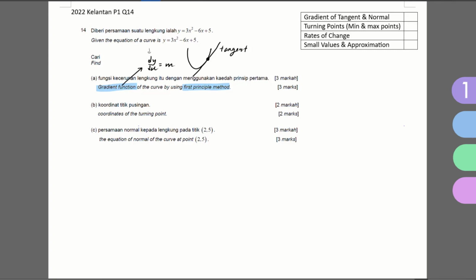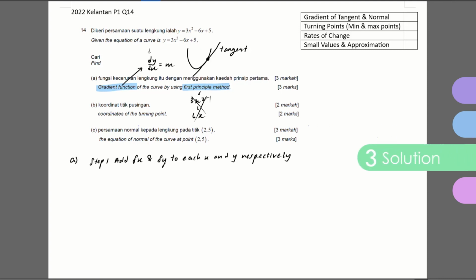And the first principle method means that we need to use the original way of differentiation to find dy dx. It's not the one that we use all the time, which is, let's say, 3x squared. If you want to differentiate, we just multiply the 3 and the 2 to get 6 and power minus 1. So it's not this case. We need to use the original differentiation way. So later I will introduce a 4-step method for this.